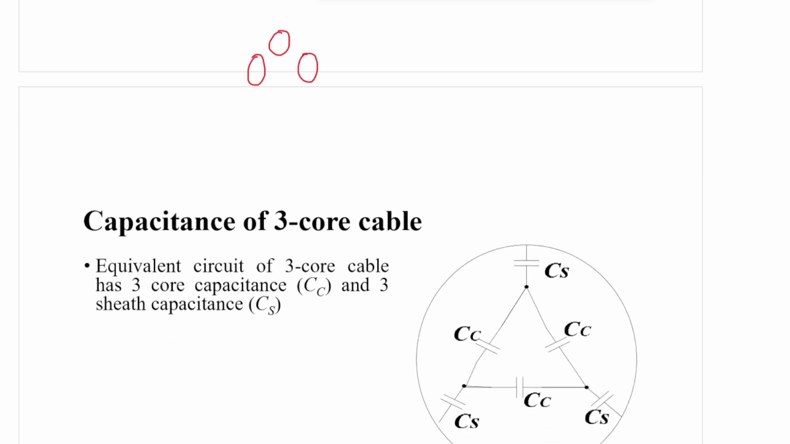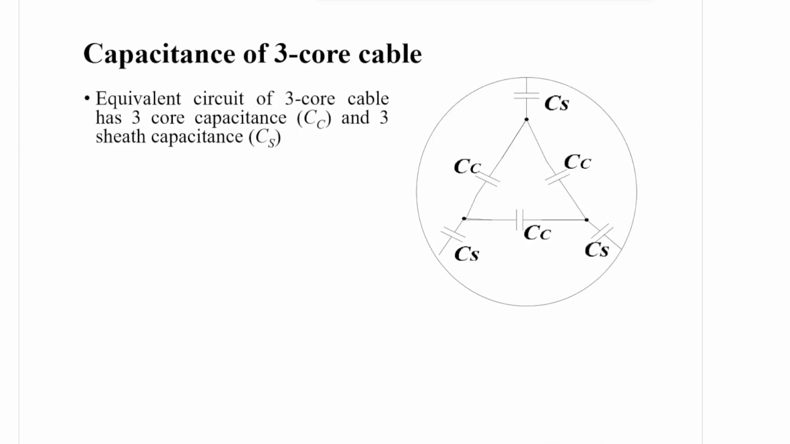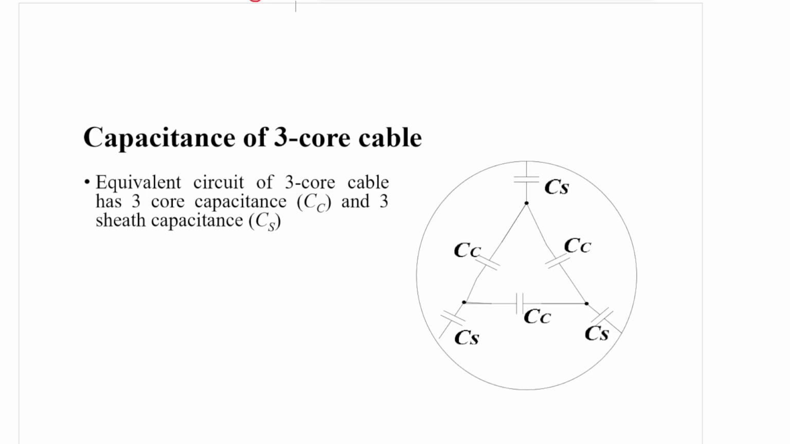Now what will be the equivalent circuit? So we have these 3 conductors: conductor 1, conductor 2, conductor 3. Preferably they are arranged at the vertices of an equilateral triangle. Now, the conductors are separated by a dielectric medium.